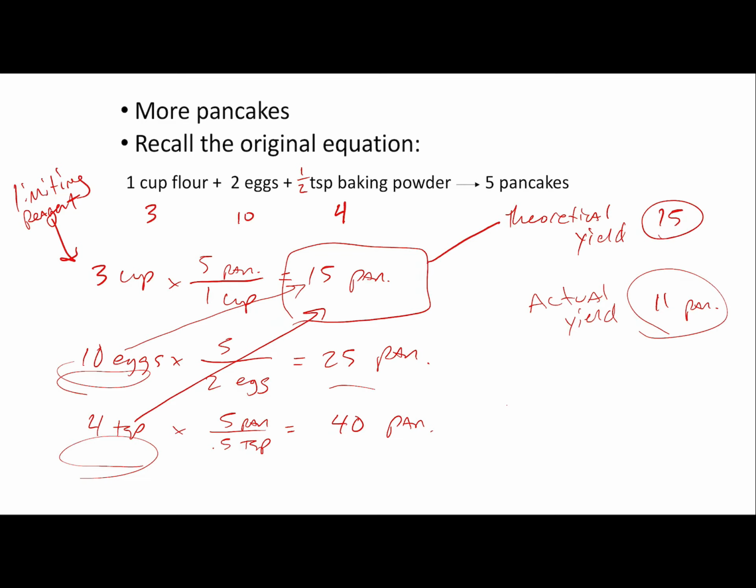In that example, we would have to figure out what the percent yield was. How much did we actually get compared to what we were supposed to get? Just like any other percentage, you take what you actually got, actual over theoretical yield, times 100. In this case, we actually got 11 pancakes. We were supposed to get 15 pancakes. 11 over 15 times 100, I got a calculator, is 73%. So we had a 73% yield in this case, because 4 of the pancakes got ruined.